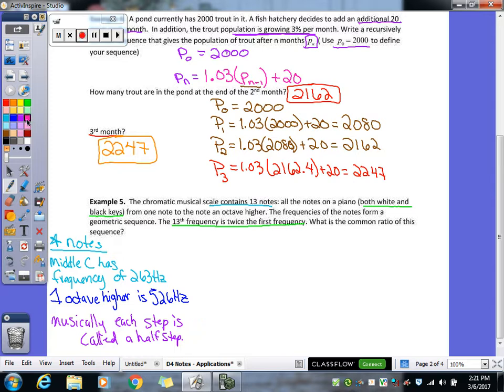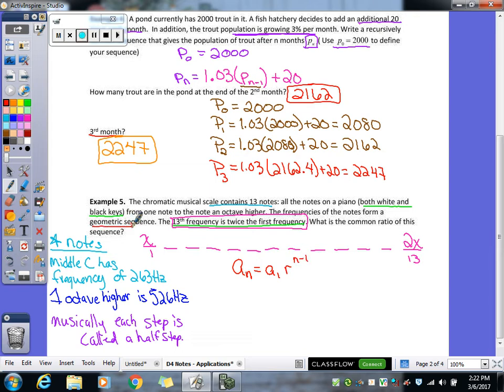So again, we're talking about 13 numbers. So here's my first, second, third, fourth, fifth, sixth, seventh, 8th, 9th, 10th, 11th, 12th, 13th. So it tells me the 13th frequency is twice the first frequency. So I'm going to call my first frequency x. My 13th is going to be 2x. So what we're trying to do is figure out what is our common ratio. To get that, we're going to use our geometric formula still, because they told us it's a geometric sequence.